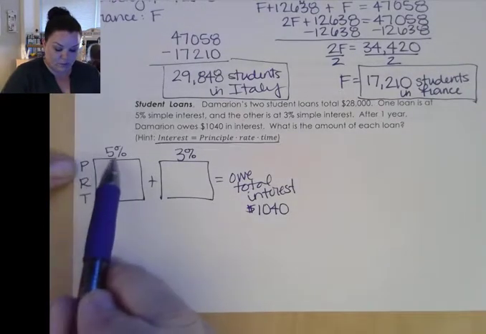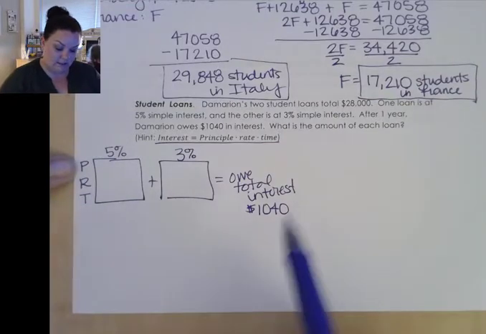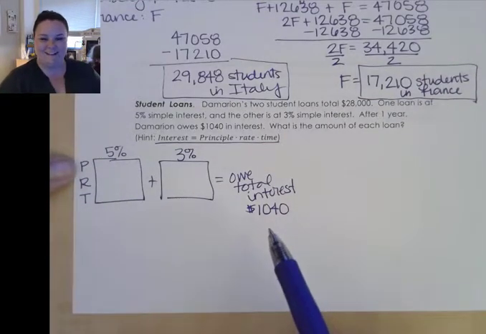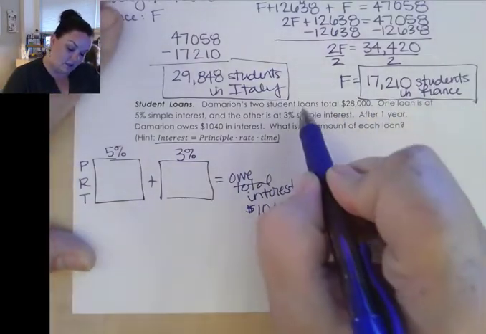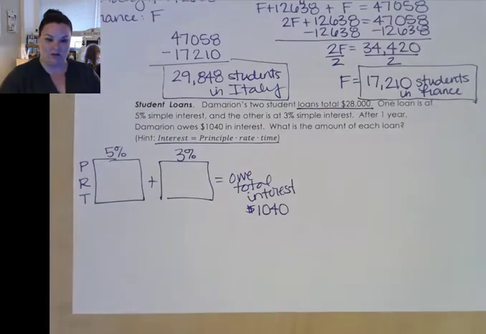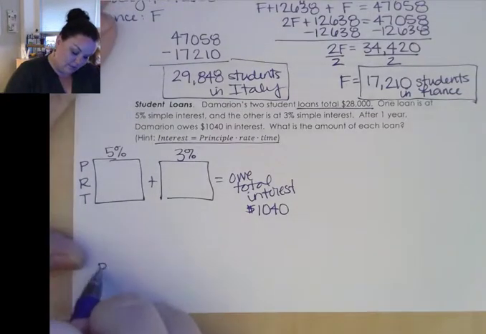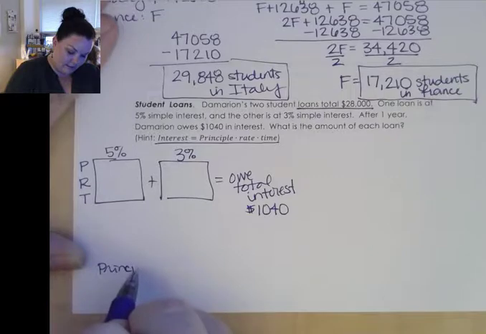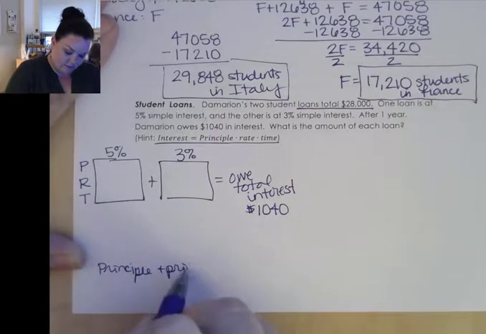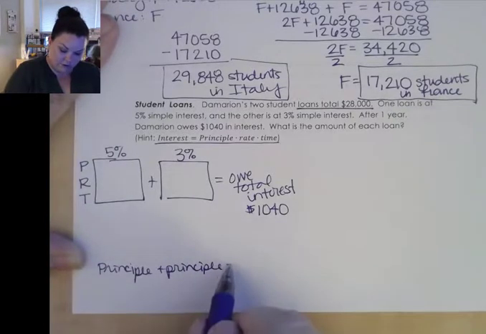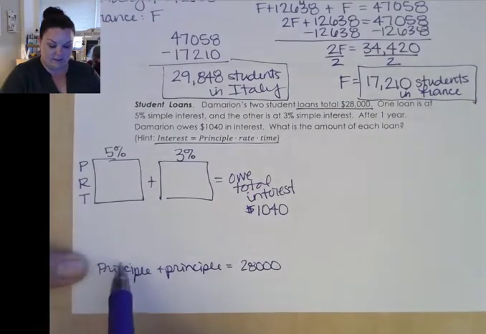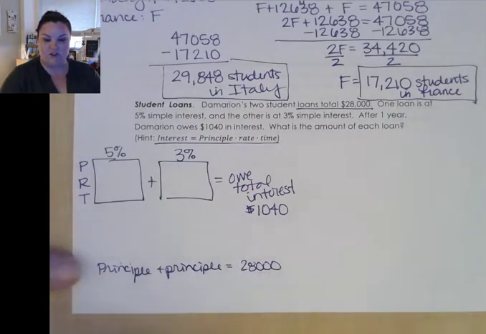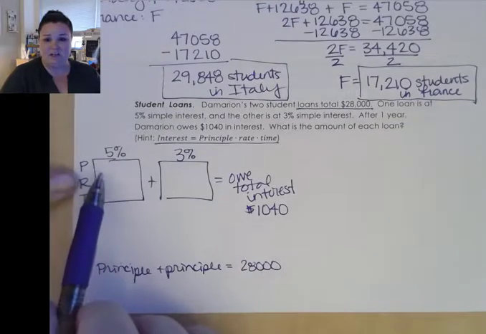So how much was put into the 5%? It does not say, right? It also doesn't say how much was put into the 3%. All we know is that his loans total $28,000. So that means his principal amount plus his principal amount should equal $28,000, right? So however much he put in this one plus however much he put in that one should be 28. But we don't know how much he put in here, right?